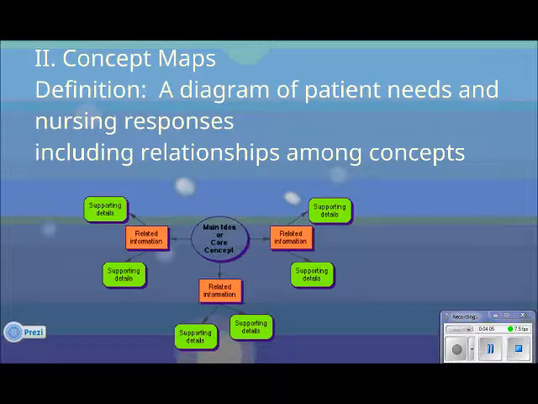The second type is concept maps. This is a diagram of a patient's needs as well as nursing responses, included in the relationships among the concepts. So for example, congestive heart failure would be the main idea, the core concept. In the orange color boxes, we would have treatments, symptoms, for example. And then in the green squares off of the orange boxes, you would have more detailed, like what the symptoms were, what the treatment options were.